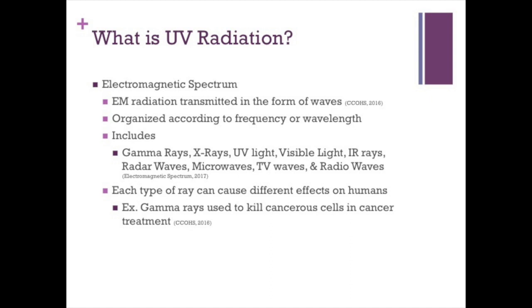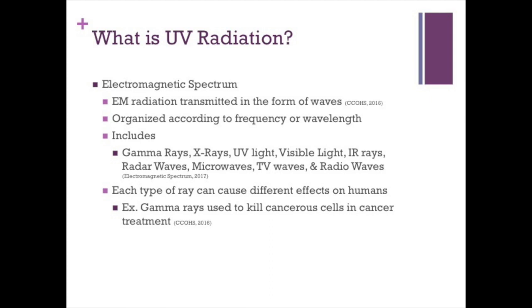UV light is a type of electromagnetic radiation, and therefore is a part of the electromagnetic spectrum. Electromagnetic radiation is transmitted in the form of waves according to frequency or wavelength and is measured in nanometers. The electromagnetic spectrum, however, ranges from 1 picometer to 100 millimeters.